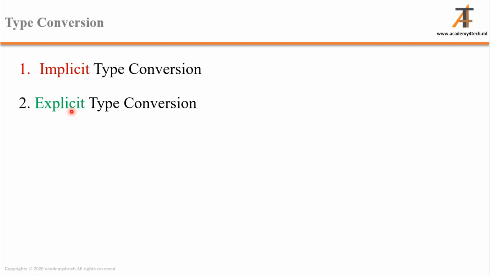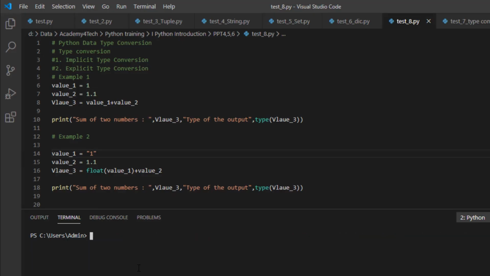Let's have a look at the program and see how we can execute a type conversion. In this program, I have dedicated two examples: one is implicit conversion and another is explicit type conversion. So I'm having a value 1.